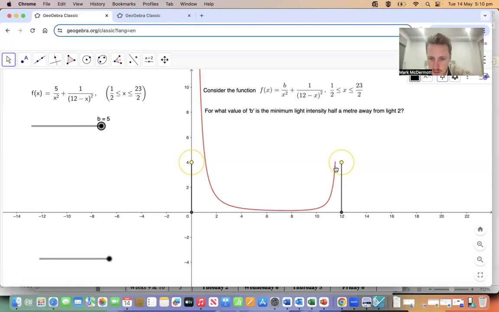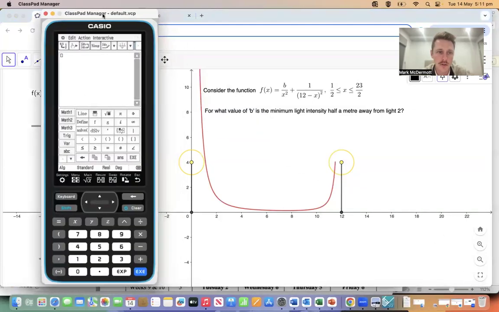Okay, so we need the minimum intensity to be basically here. This is at 11.5, which is why I actually think this question is not asking the right question. And you'll see why in a second. So I think this question is actually a bit flawed. You'll see why. So let's think about how we would do that.